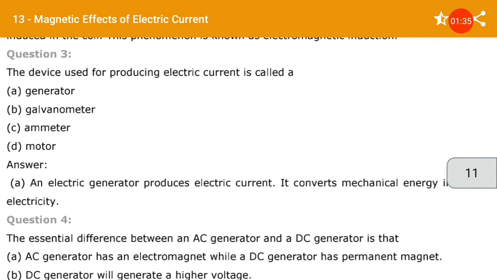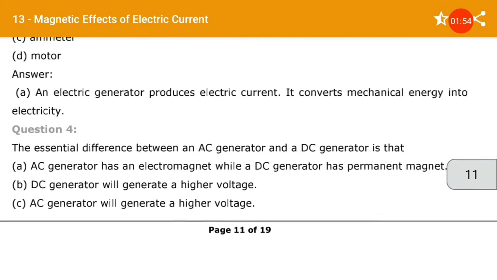Next question. The device used for producing electric current is called, it is a generator. So an electric generator produces electric current. It converts mechanical energy into electrical energy, meaning electricity.